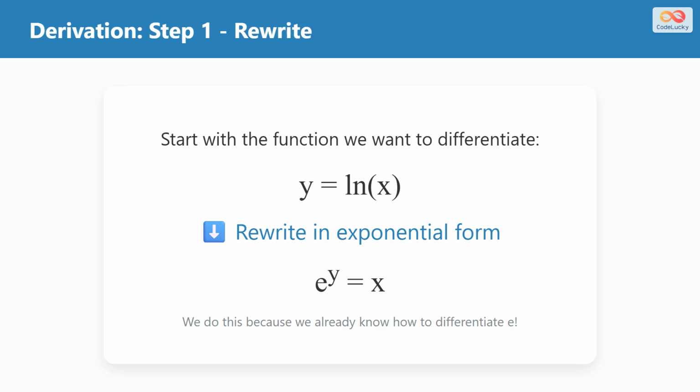Let's start the derivation. We begin with the function y equals natural log x. Our first step is to rewrite this equation in its exponential form, e to the power of y equals x. We do this because we already know how to differentiate e.